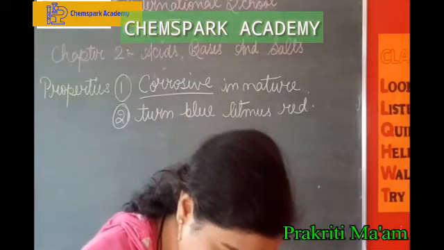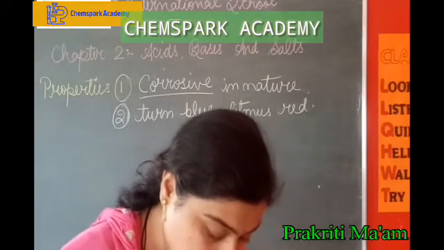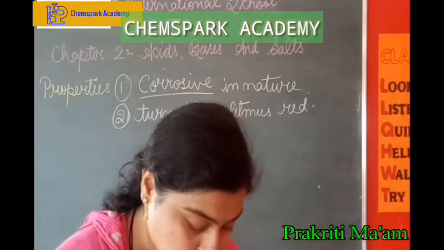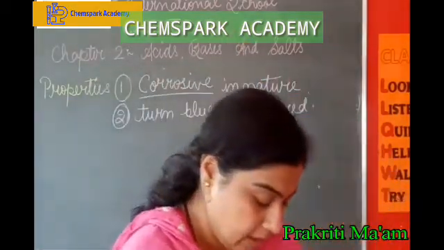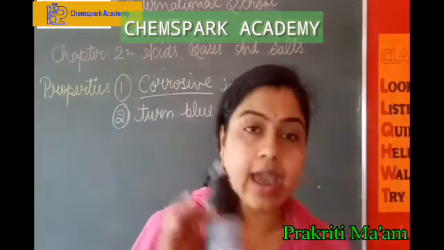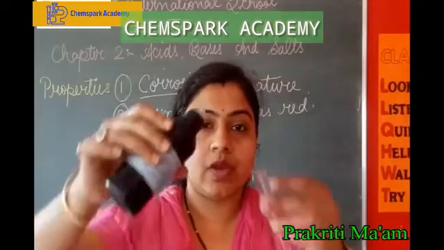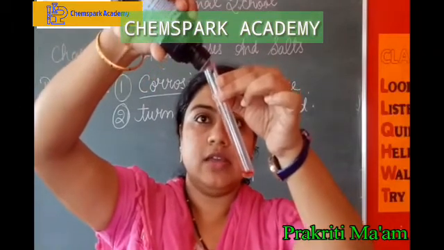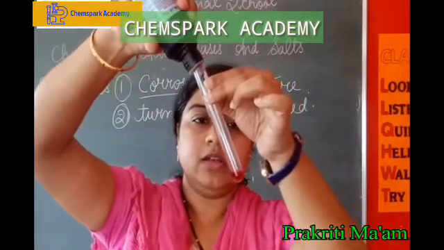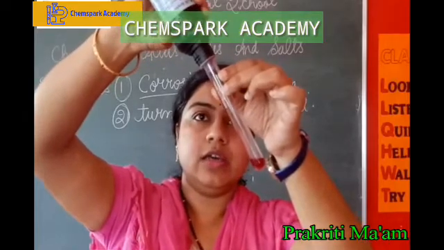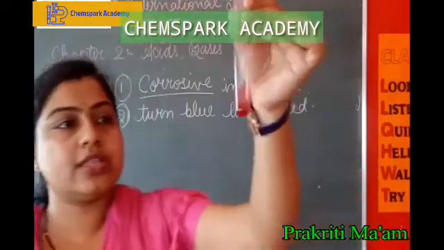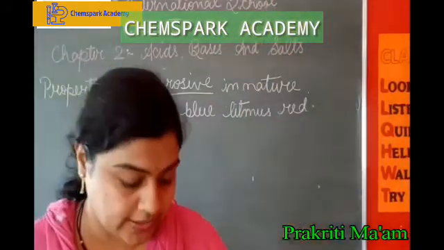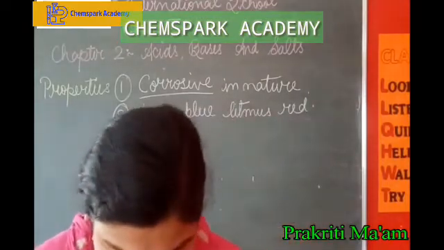Now again, we can try with litmus solution also. This is acid and here I have the blue litmus solution. When I pour this blue litmus solution into the acid, it is very clearly visible that it is turning red. So you can see that the acid has turned the blue litmus solution red. So this was the next property.